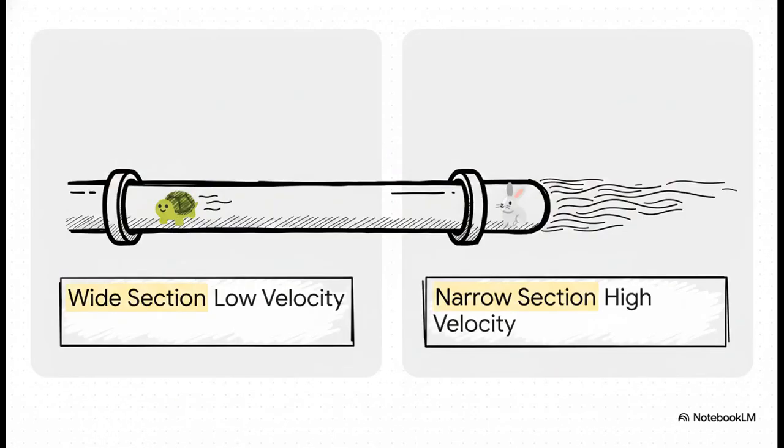Well, think about it. If you have the same amount of water trying to get through a smaller opening in the same amount of time, what does it have to do? It has to speed up. It's just like putting your thumb over the end of a garden hose to make the water spray faster. So where the pipe is wide, the velocity is low, but in that narrow section, the velocity is high.